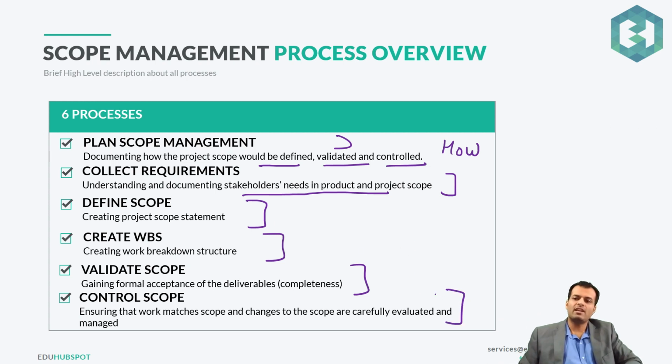After I validate, the last thing we will be doing is control scope, which is ensuring that the work matches the scope and changes to the scope are carefully evaluated and managed. So this is important. Every time you're doing something, you'll get a lot of changes. And it's your job as a project manager to control those changes. If there is a change request, make sure that it follows the perform integrated change control process. You have to do that detailed impact analysis. Like, what is the consequence of that change on the triple constraint triangle.